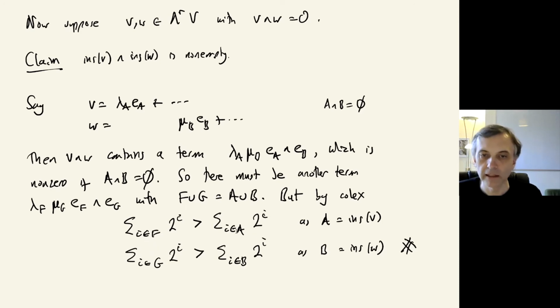Why? Well, we can't have F equals A or G equal to B. So actually, they both have to come later. So that tells us that the sum over i in F of 2^i is bigger than the sum over i in A of 2^i. So this was just writing down one of the equivalent versions of the definition of being later in colex. And similarly for B, the sum of 2^i over G is bigger than the sum of 2^i over B. So we can't have A union B as F union G. Okay, it's a contradiction. So this says then that if I have wedge product 0, then my initial sets must intersect. Okay, which is again helpful.